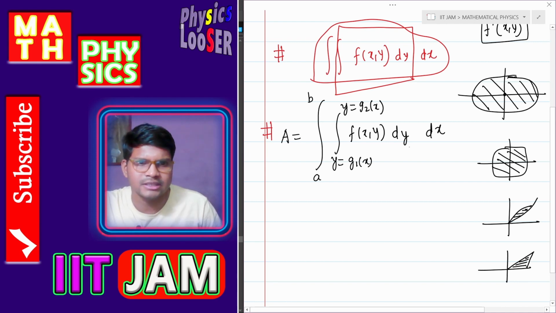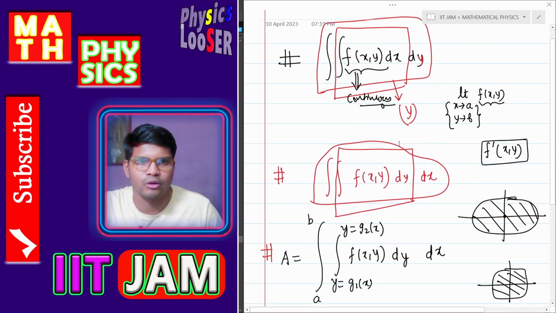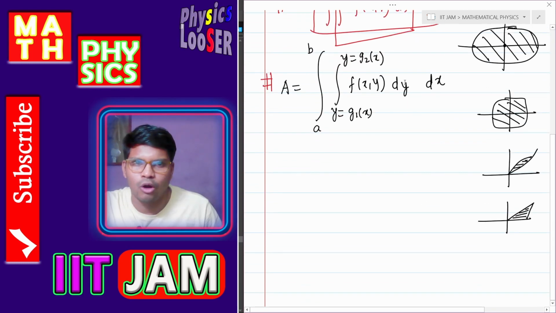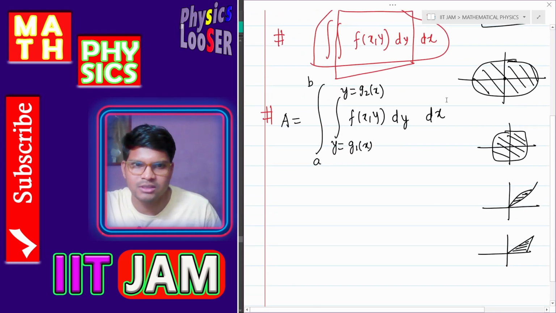Now this is not a hard and fast rule, because I have already said that you can exchange those variables. This exchange of variables means that you can switch dy and dx. Once you switch these positions, it means that you have to first do the integral that is over here. This is the first one, and then you have to do the second one.